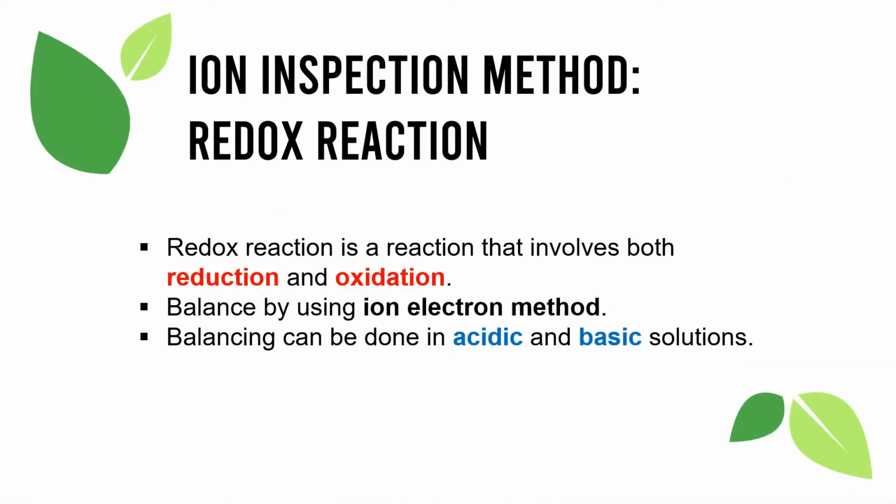The second method to balance a chemical equation is the ion-electron method, and this method is used to balance redox reactions. So what is a redox reaction? A redox reaction is a reaction that involves both reduction and oxidation. So what is a reduction reaction? A reduction reaction is a reaction that accepts electrons, and an oxidation reaction is a reaction that releases or donates electrons.